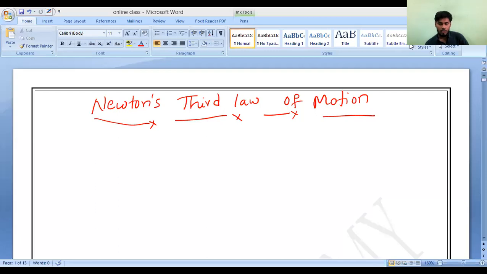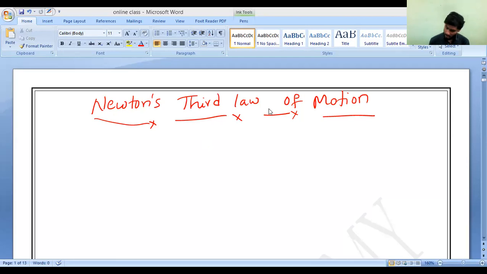In today's class, we are going to study the next concept, called Newton's third law of motion. What are we going to study? Newton's third law of motion. This is the last law of Newton which has been given to represent the motion of bodies.